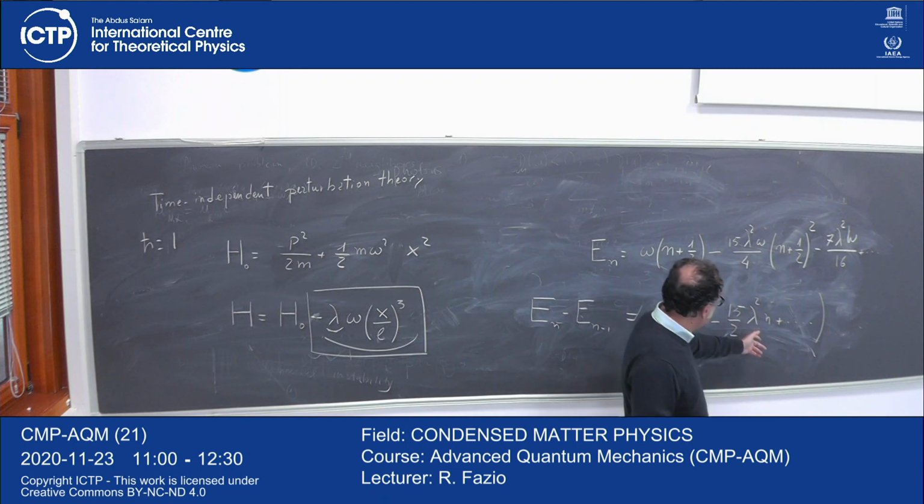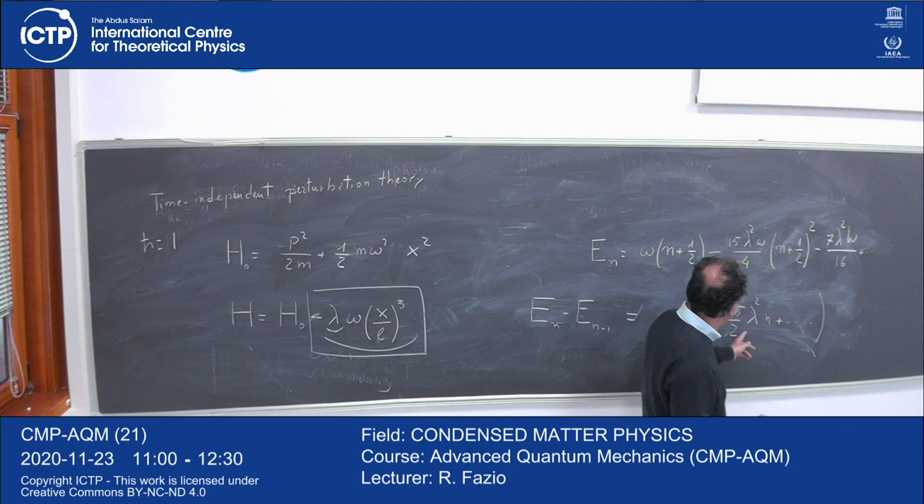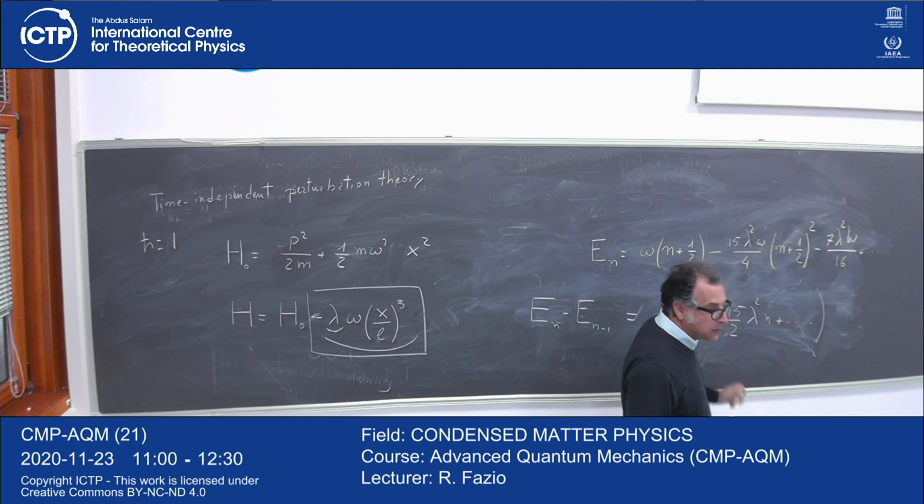This means that what should be small is not, 15 over 2 is a number, okay? But it's not really lambda that should be small. It should be small lambda square times n. So 15 over 2 lambda square times n should be much smaller than 1.